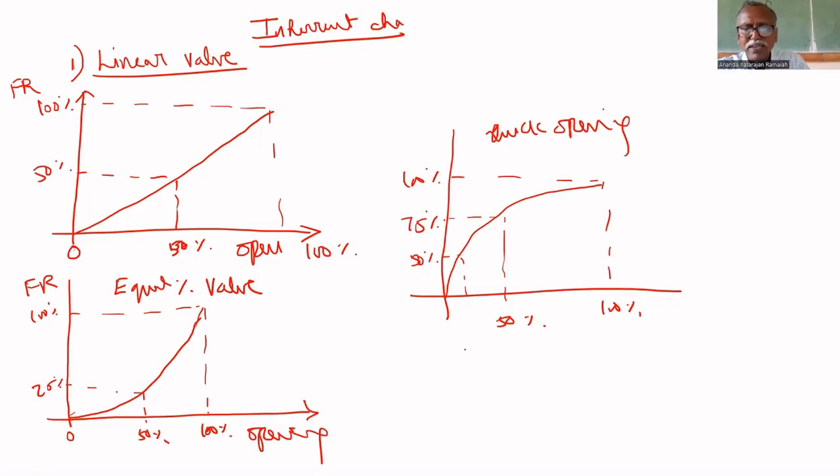Here, consider the case where the pressure drop across the valve is constant. This is the pipeline connected to the valve, and this is the valve symbol. I am using the symbol now. So here, some constant pressure is present.